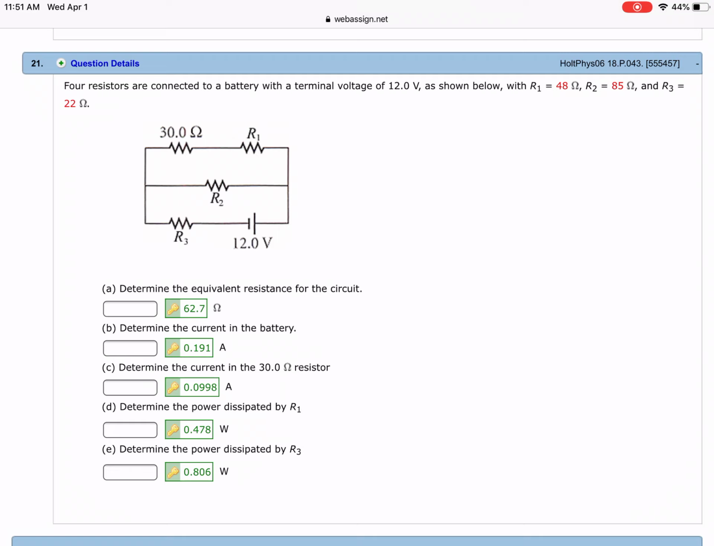So I'm going to switch over. So that's the question. I'm not going to focus on numbers because I know yours are different.